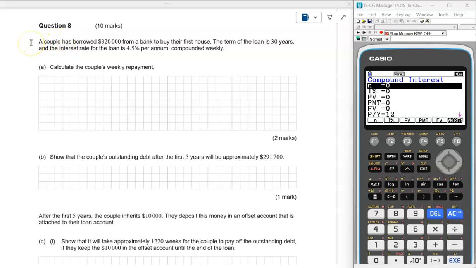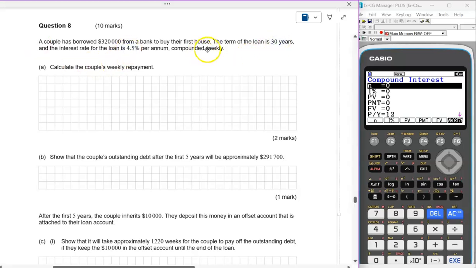A couple has borrowed $320,000 from a bank to buy their first house. The term of the loan is 30 years. Interest rate is 4.5%, and interest is compounded weekly. It says to calculate the couple's weekly repayment.